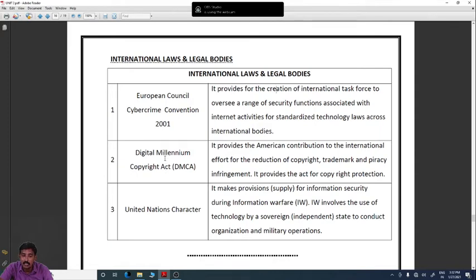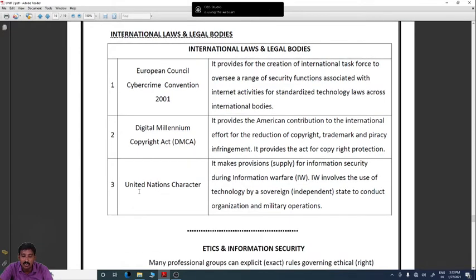And the next one is the Digital Millennium Copyright Act, called DMCA. It provides only for the American people. It is a contribution to the international effort to reduce copyright, trademark and piracy infringement. That means it provides only for copyright protection.